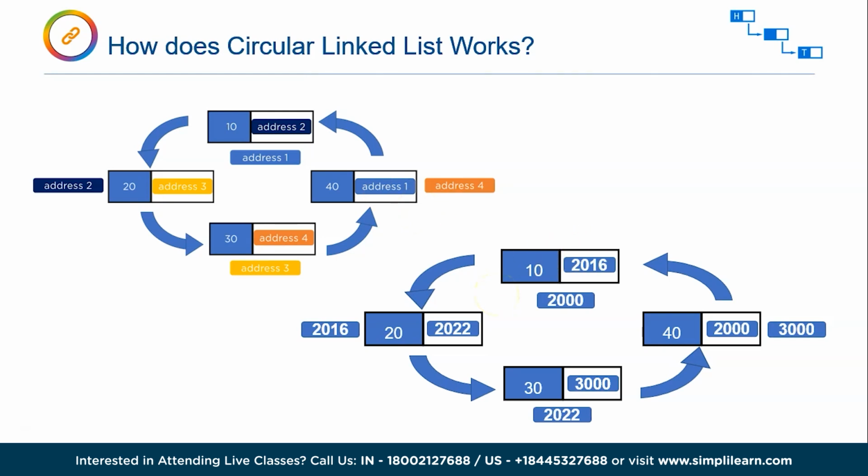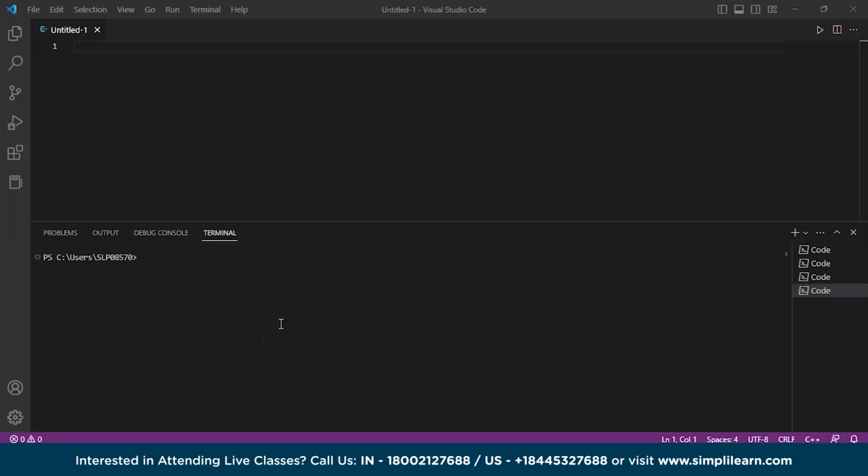So let us now jump into Visual Studio Code and perform some operations like insertion and deletion on the doubly linked list and circular linked list and see how they work. As you can see, Visual Studio Code has started. Now I'll not be discussing the singly linked list example.